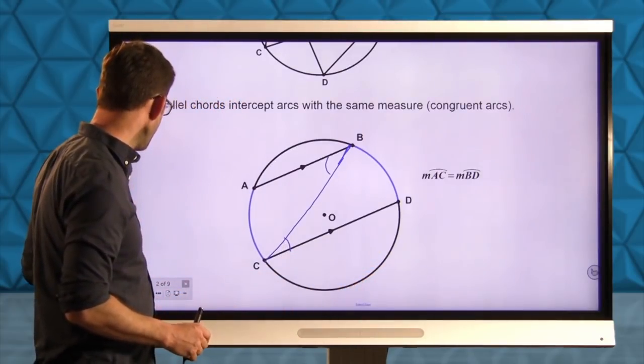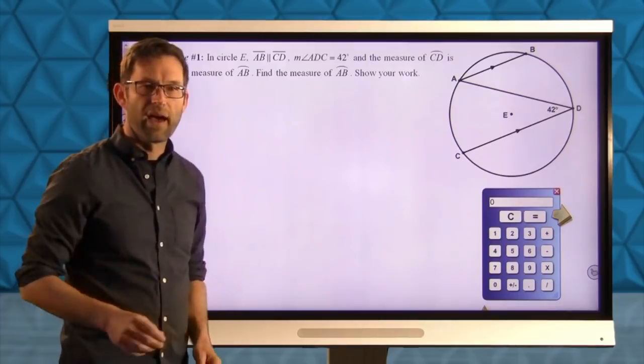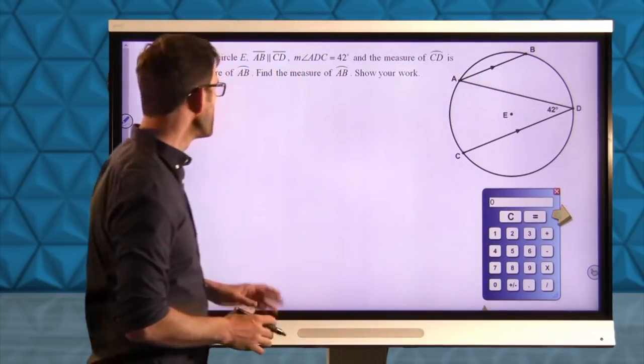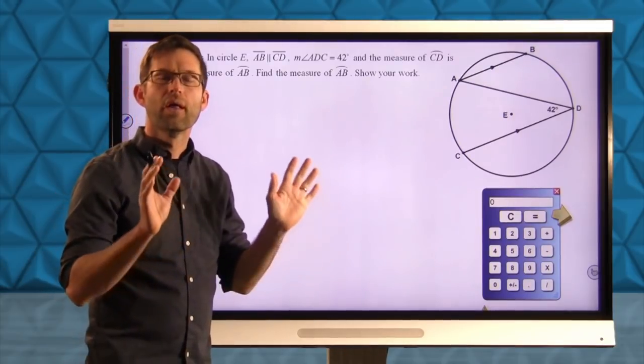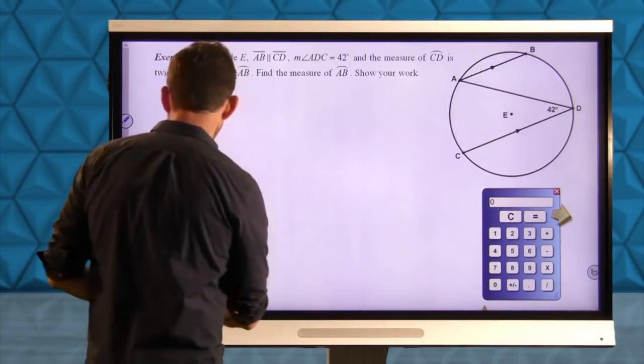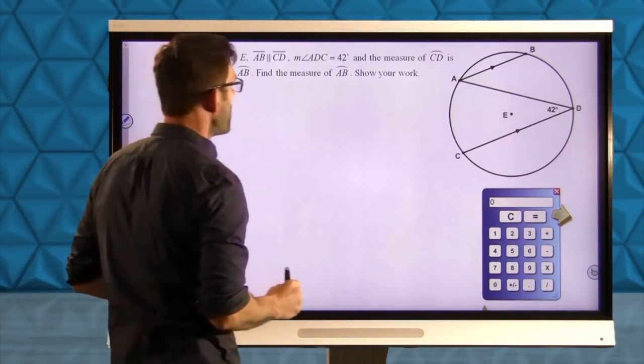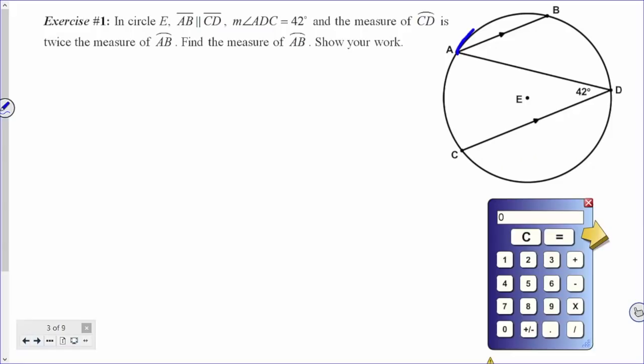All right, so let's now use a little bit of that. Let's take a look at exercise number 1. In circle E, AB is parallel to CD, the measure of angle ADC is equal to 42 degrees, and the measure of arc CD is twice the measure of arc AB. Find the measure of arc AB, show your work. All right, great. So let's make sure that we know what we're trying to find. Let me highlight that in blue. I'm looking for the measure of arc AB. This is what I want.